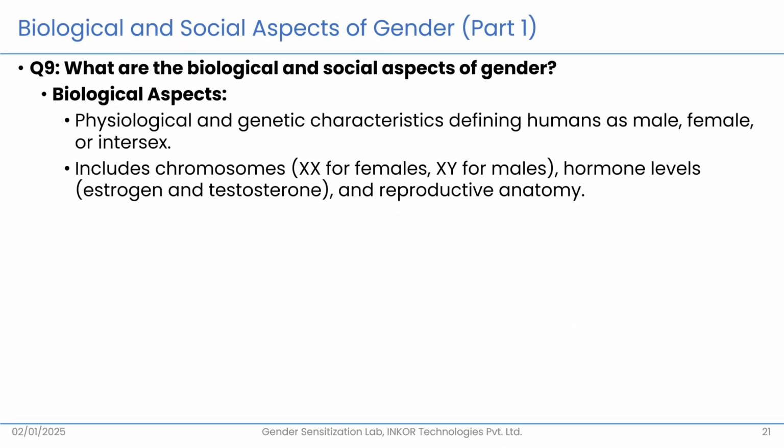Gender has both biological and social aspects. The biological aspects refer to the physiological and genetic characteristics that define humans as male, female, or intersex. These include chromosomes, where females typically have XX and males have XY, hormone levels such as estrogen and testosterone, and reproductive anatomy. These biological factors play a role in physical development and reproductive functions, but they do not determine a person's gender identity or how they experience gender in society.